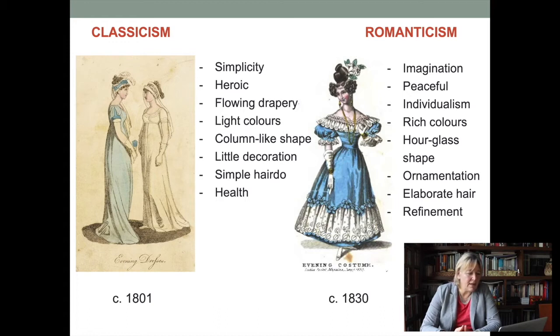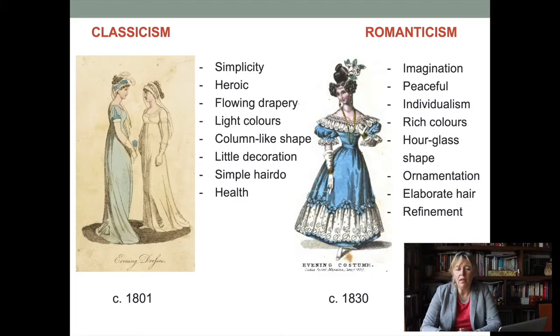And here you have an illustration from a fashion magazine from this period, and you can see it all symbolizes the values that were most popular and highly praised in this period. Simplicity, it has this kind of heroic attitude associated with ancient Greece and Rome. The whole structure of the dress resembles a drapery wrapped around a column. So kind of flowing, loose material following the natural shape of the body. Light colors, little decoration, simple hairstyles. They denote youth, health, morality, and heroism, basically, symbolically.